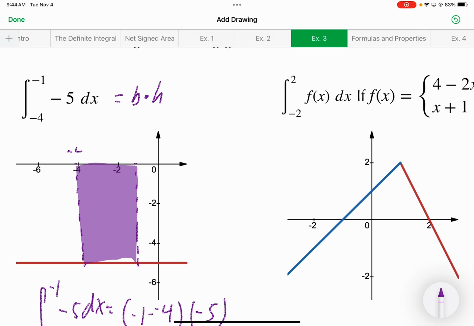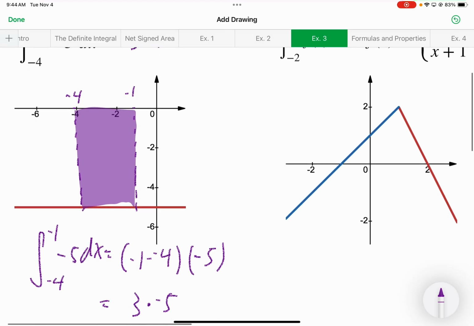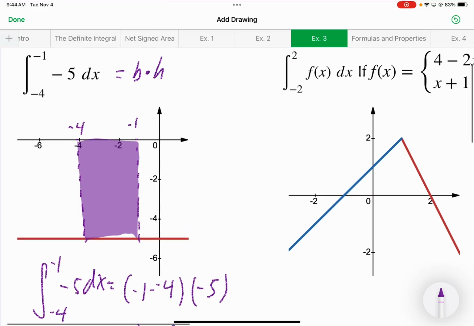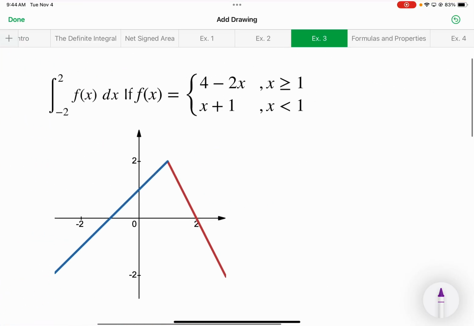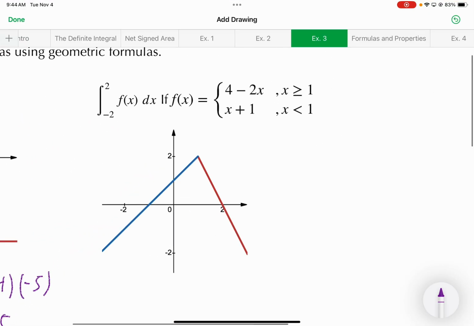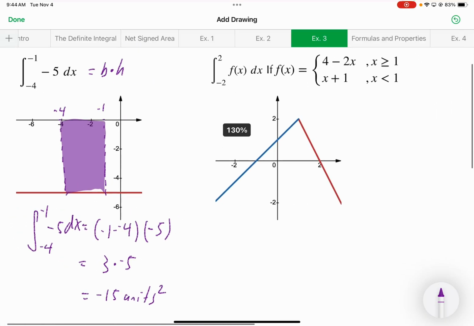So those are my limits, right? -1. Instead of just writing 3? Or is that just for the interval? Can you show the number line? Negative 5.